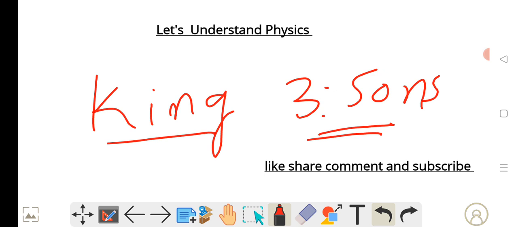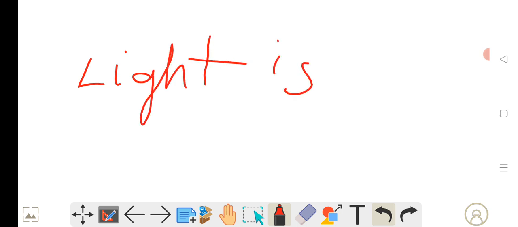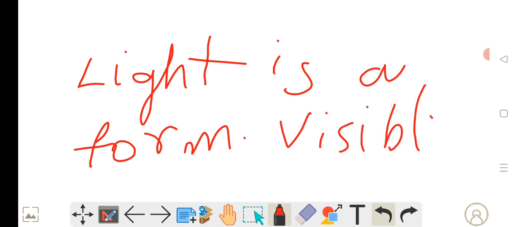So here, what is this light? Light is a form of energy, isn't it? Light is a form of energy, and what does it do? It makes things visible. With light, we can see the things around us.